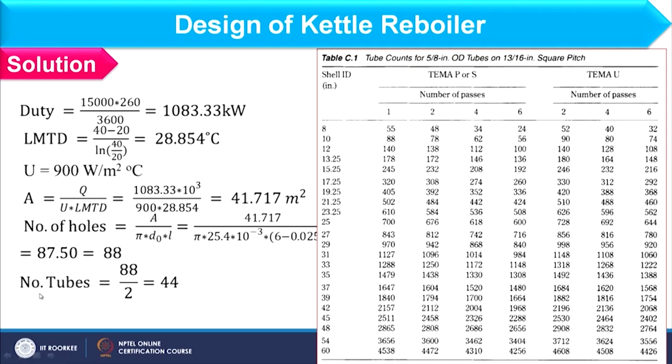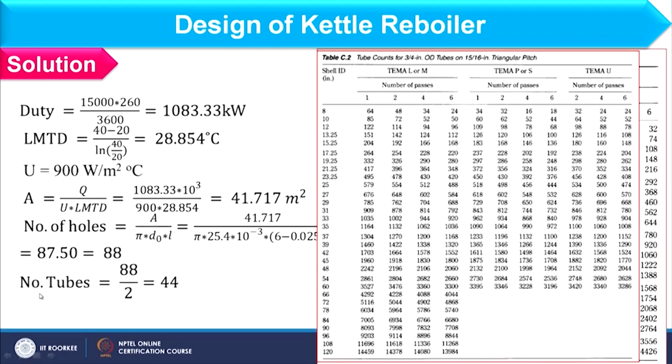Okay. So, let us focus on other tables. Here I have table C2, which says that the tube OD is 3 by 4 inch and 15 by 16 inch triangular pitch. So, it will also not work for me, and then we will focus on table C3. Okay. If you see table C3, it is for 3 by 4 inch OD and 1 inch square pitch.